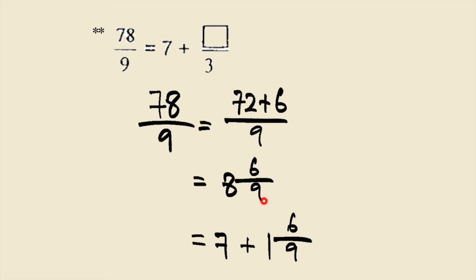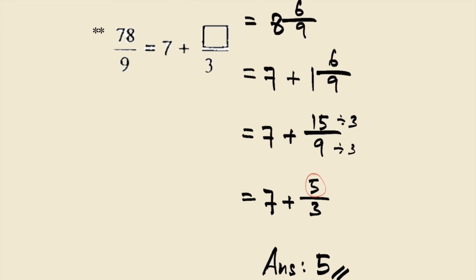Well, that's okay, but we've got 7 wholes only. So let's separate those 7 wholes out. So we're left with 1 and 6 over 9. Okay, then turn this into an improper fraction and make sure that the denominator is 3.